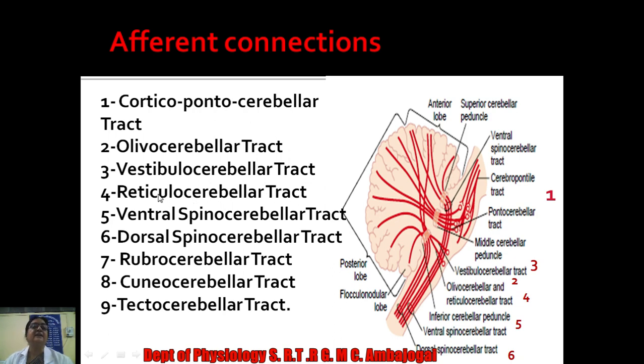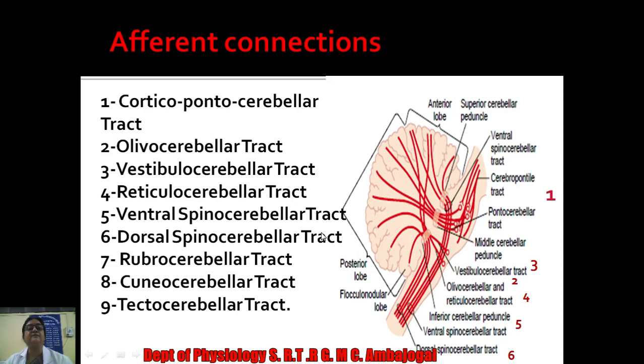The next tract is the reticulocerebellar tract. It carries information from the same side as well as the opposite side, from the brainstem reticular nuclei to the cerebellum. Mainly it terminates in the central part of the cerebellum. Now again two important tracts: the ventral spinocerebellar tract and the dorsal spinocerebellar tract.